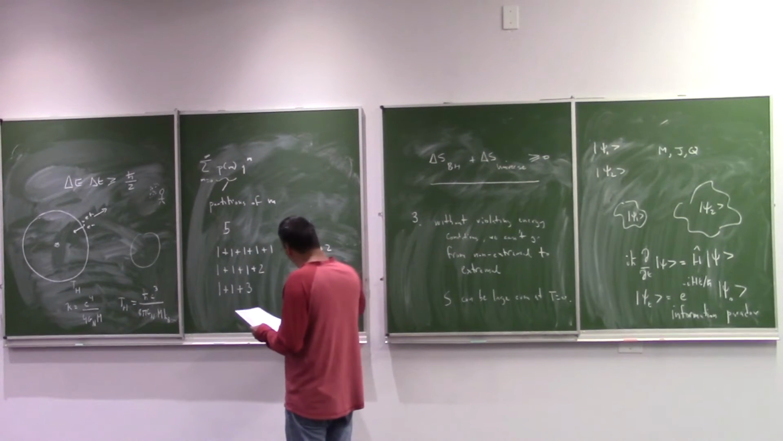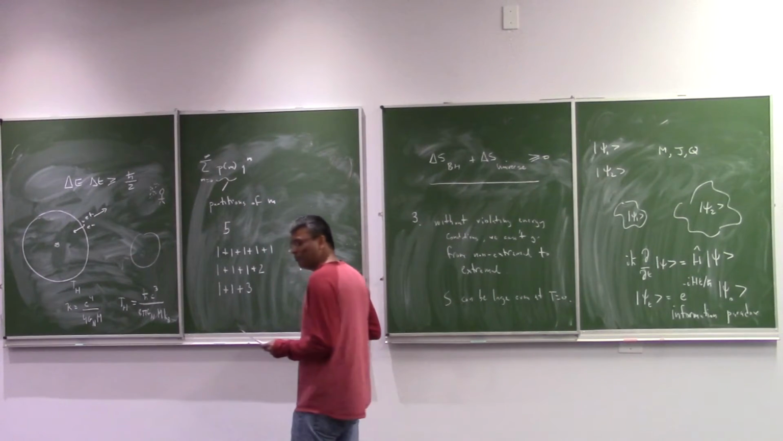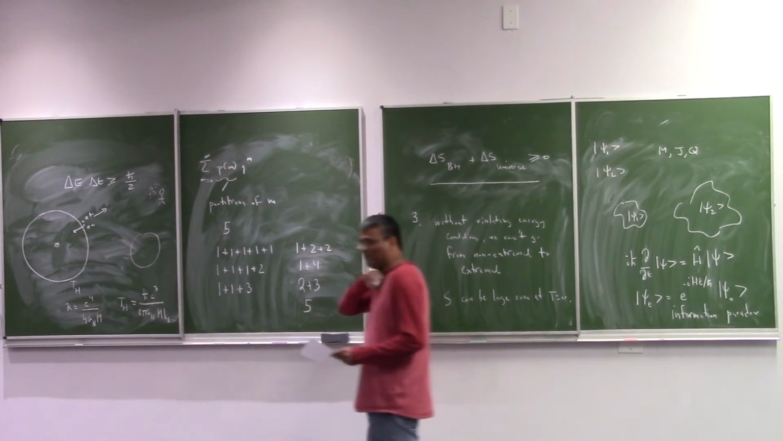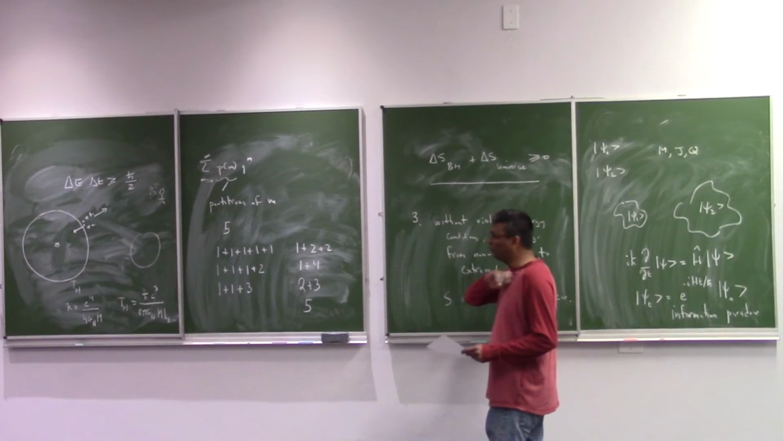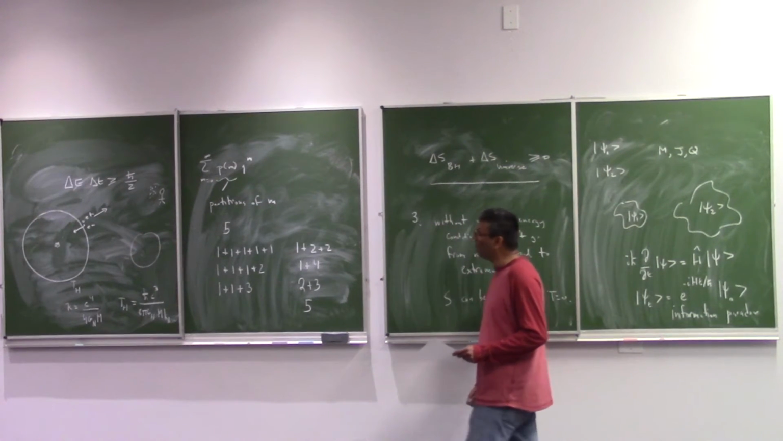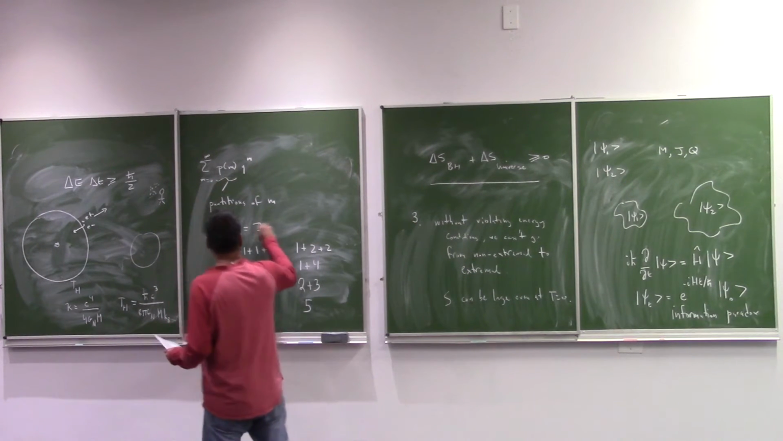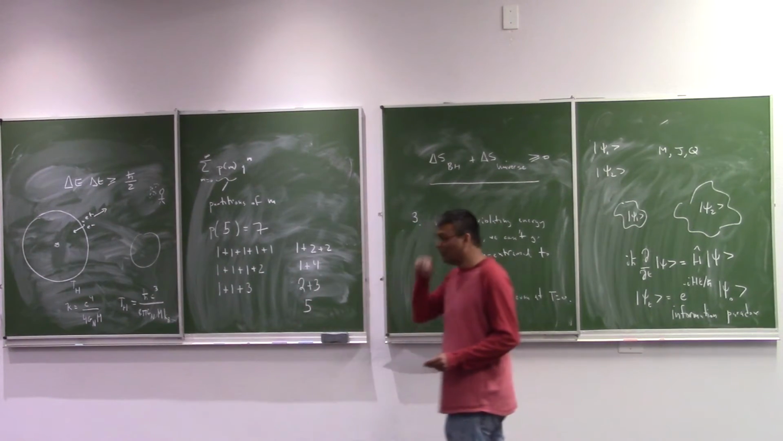I can have 1 plus 4. I have 2 plus 3. I can have 5. Okay? Those are the 7 integer partitions of 5. So P of 5 is 7.